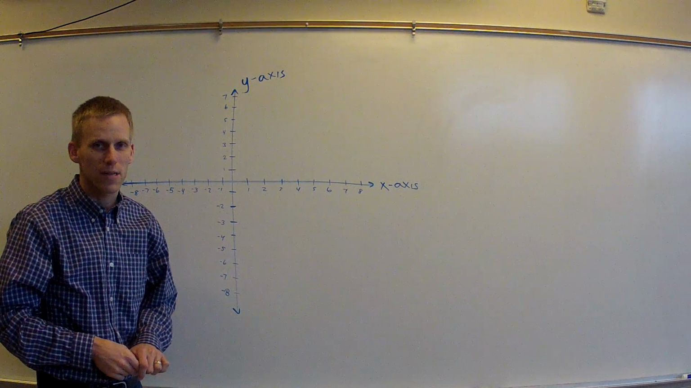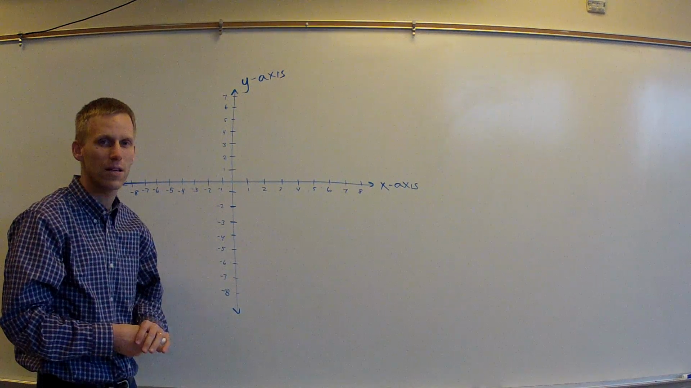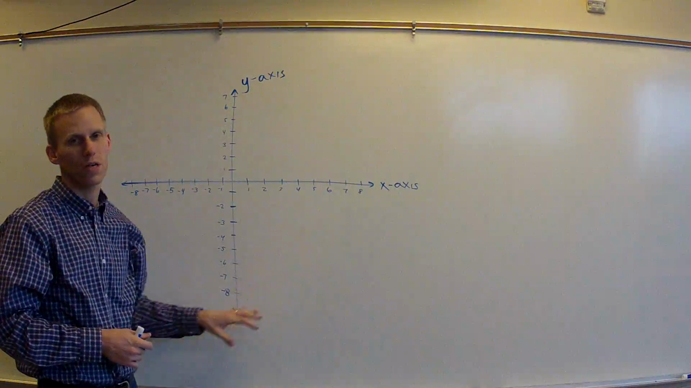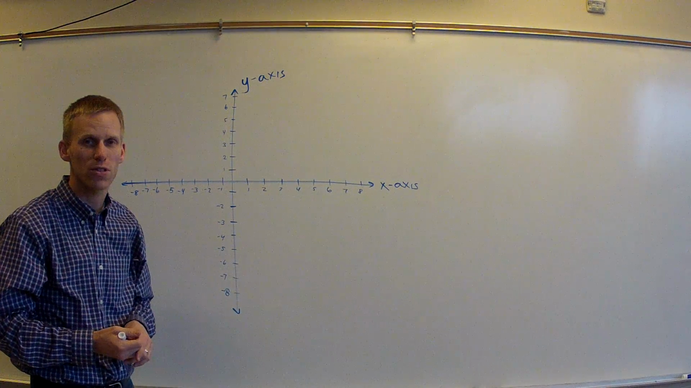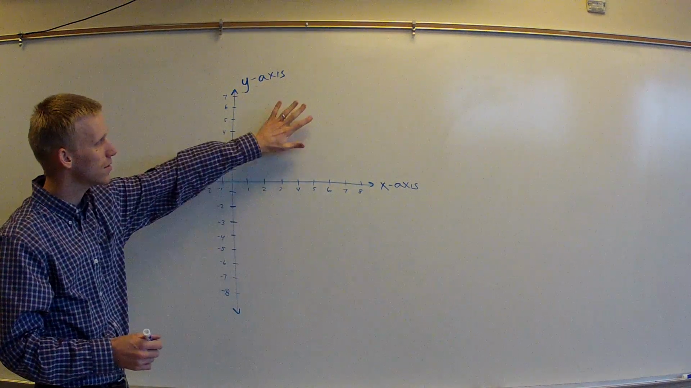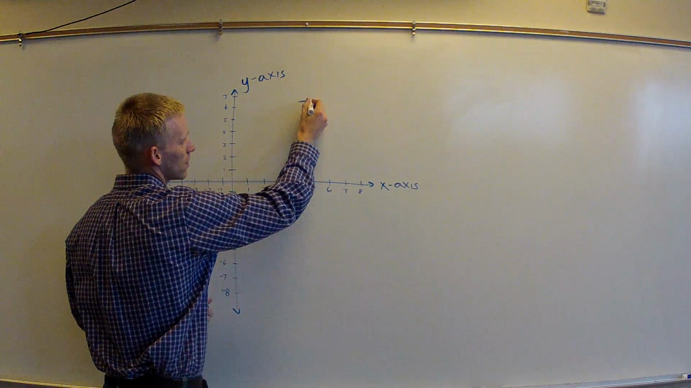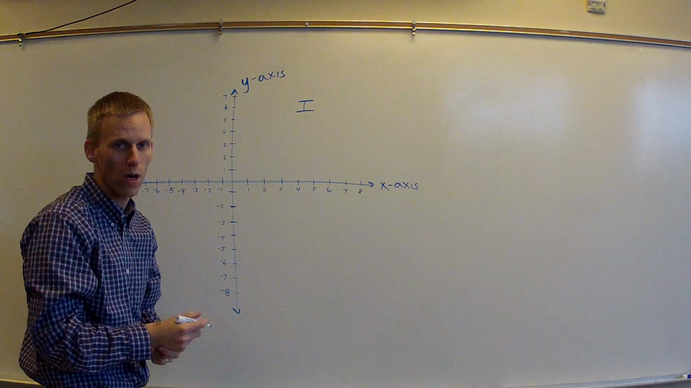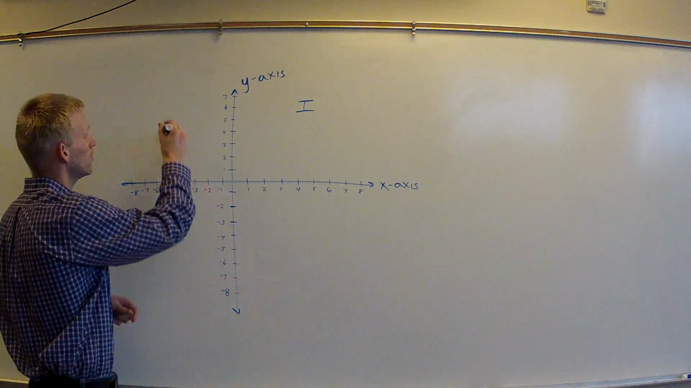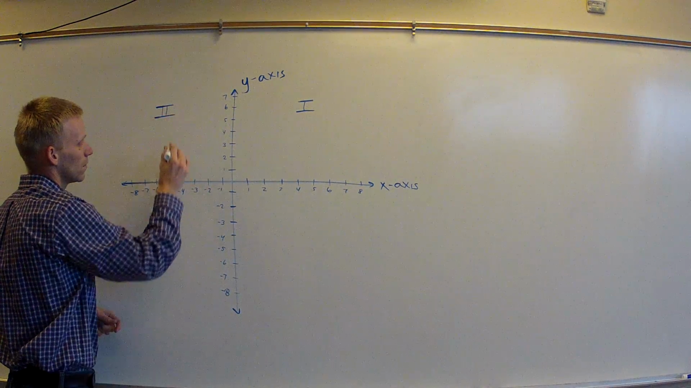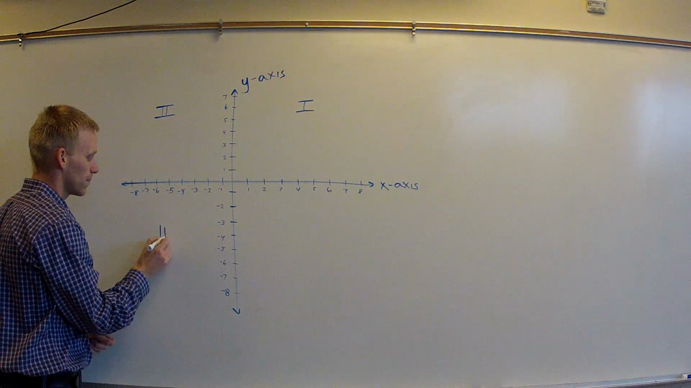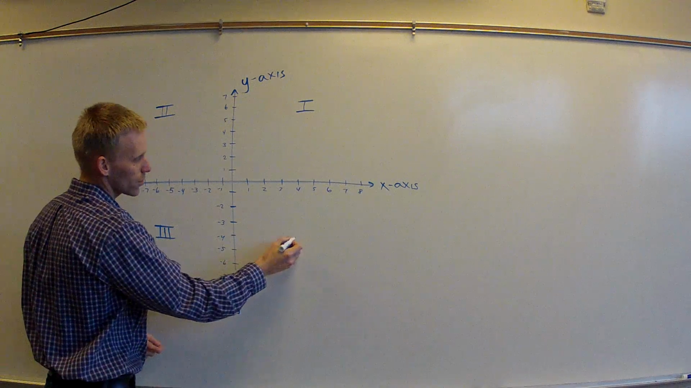What you might notice is we have split our board into 4 sections. Those 4 sections are called quadrants. This is going to be considered our quadrant number 1. I'll label that with a Roman numeral 1. This is going to be quadrant number 2. This is quadrant 3. And here's quadrant 4.